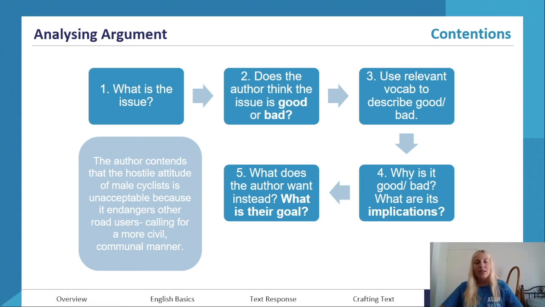So as an example, the author contends, and you should have this vocabulary, it should be the author or the last name contends that the hostile attitude of male cyclists, this is our issue, is unacceptable. That's our adjective to describe good or bad. Clearly, they view it as bad because it endangers other road users. That's the implications, why it's good or bad. Calling for a more civil, communal manner. So essentially, the author wants some kind of alternative to be put in place as their goal.